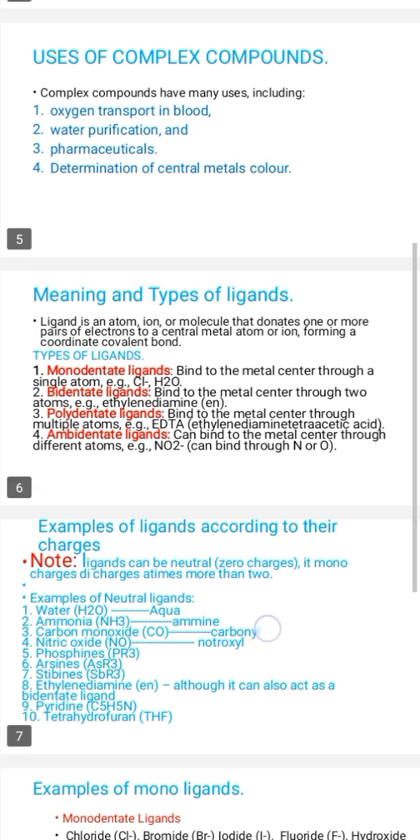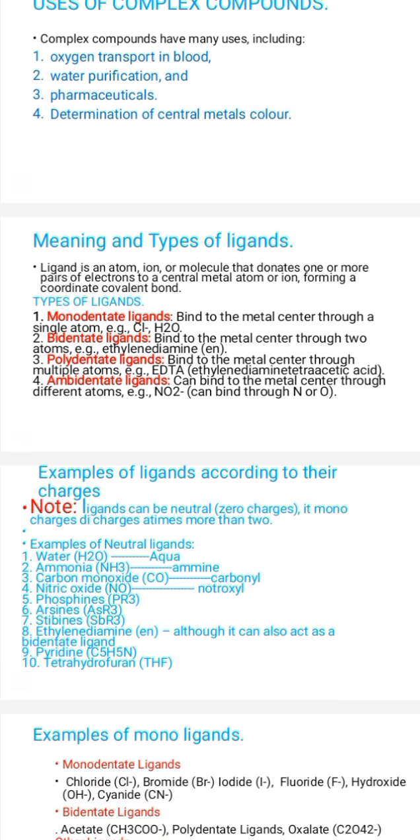Meaning and types of ligands. A ligand is an atom or ion, or it can also be a molecule, that donates one or more pairs of electrons to a central metal atom or ion, forming a coordinate covalent bond. That is, by the time the ligand donates the electrons to the central metal, as I've said before, it's going to form a covalent bond.